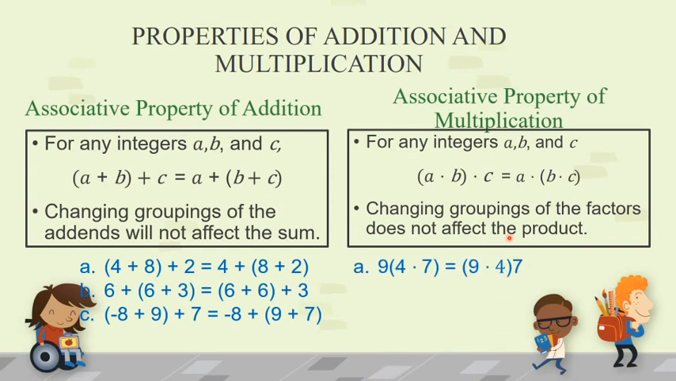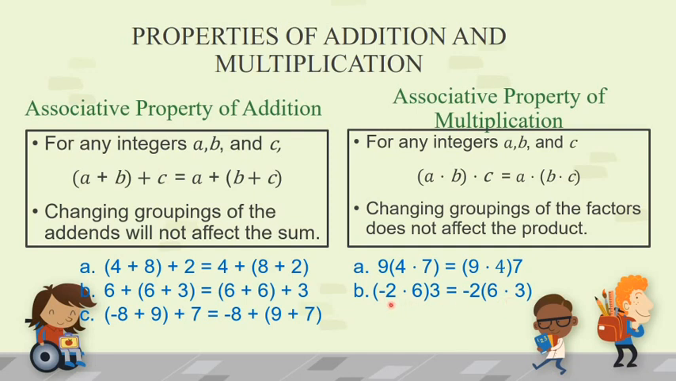So let us have example 1 or letter A. We have 9 times the quantity of 4 times 7. It is also equal to the quantity of 9 times 4, times 7. So there is a change in the groupings of the factors. The first one we have 4 times 7 and the other part we have 9 times 4. But still, the products are equal. We have letter B. The quantity of negative 2 times 6, times 3, is equal to negative 2 times the quantity of 6 times 3.